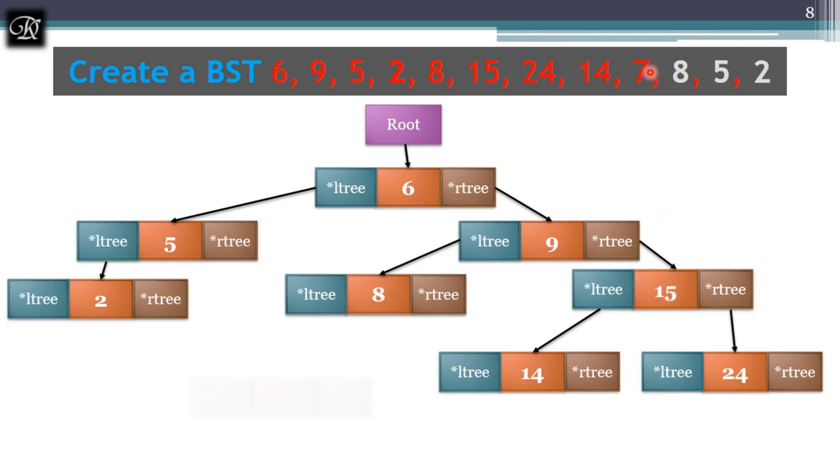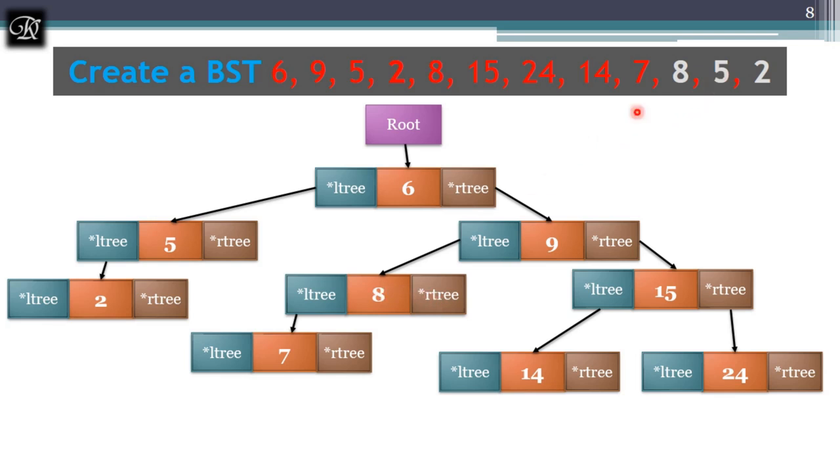And take up 7. 7 is greater than from the 6, smaller than from 9, and smaller than from 8. That's why it has become a left node of the 8. And take up 8, which is a duplicate value. That's why I have given these in a different color. So 8 is going to compare with 6, as it is greater than, it is going to compare with 9, it's going to be a left part of it, and it's going to compare with 8, and it is neither lesser than nor greater than, so it is equal, there is no place for it.